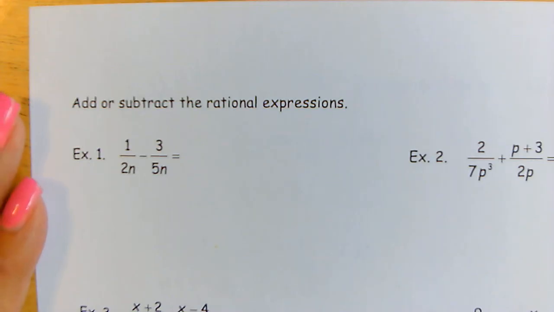So page 34 is adding and subtracting rational expressions. This is where we're going to pick up the next video for 7.3 part 2.